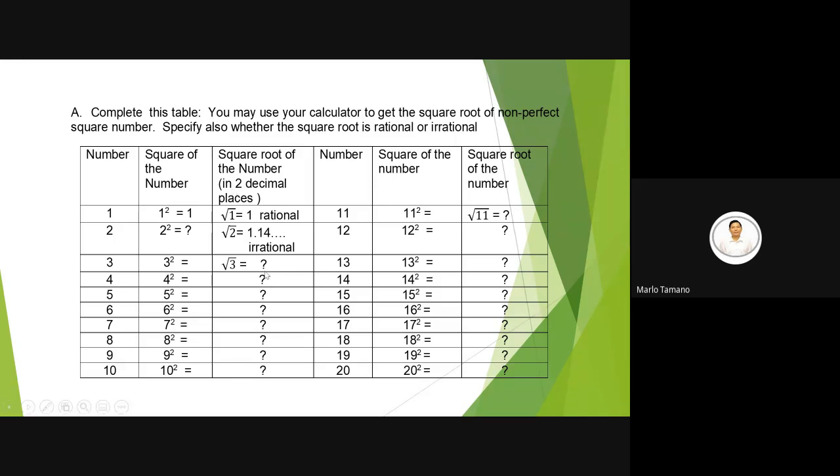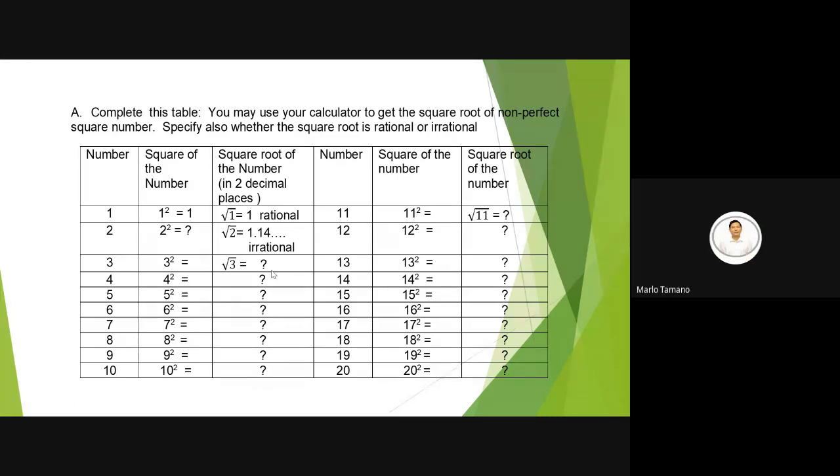Cut your answer in 2 decimal places. So your answer for that square root of 3 is 1.73. Saka ninyo i-identify if it is rational or irrational. Now, what do you think the answer here? Is it rational or irrational? Irrational po.